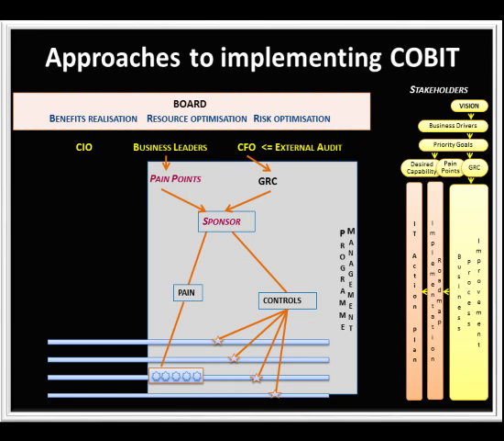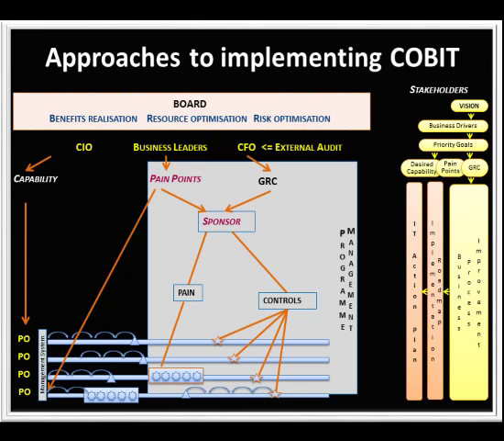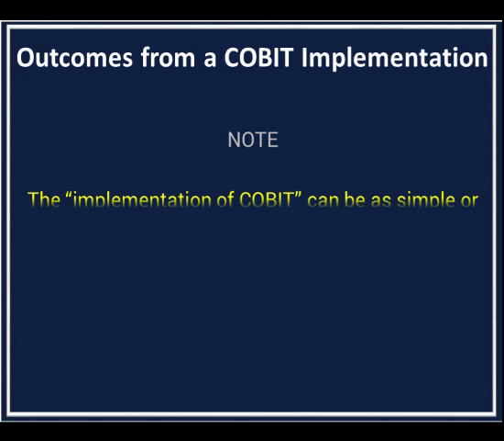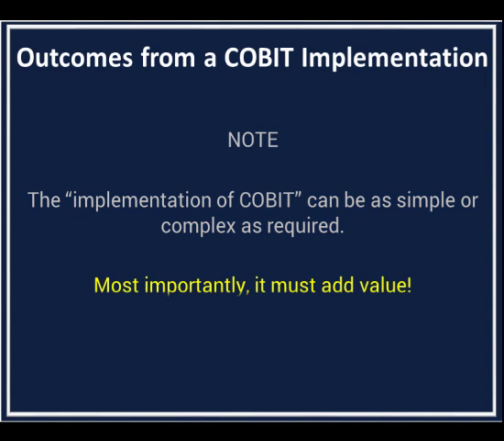Another approach is to work with business leaders and the appointed sponsors to address known pain points. A further approach would be to work with process owners through the continuous improvement programs to address known pain points. And finally, capability in processes can be driven through the process owners building capability sufficient to meet business needs. Note that the implementation of COBIT can be as simple or complex as required. Most importantly, the implementation of COBIT must add value.